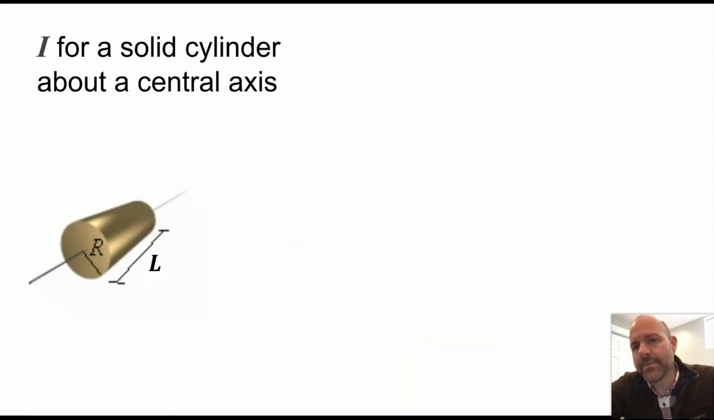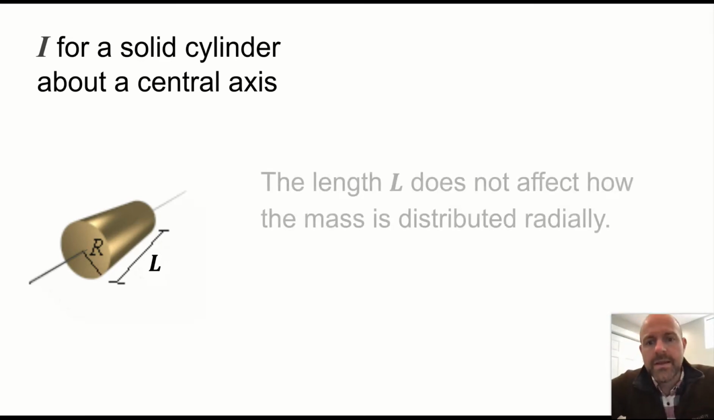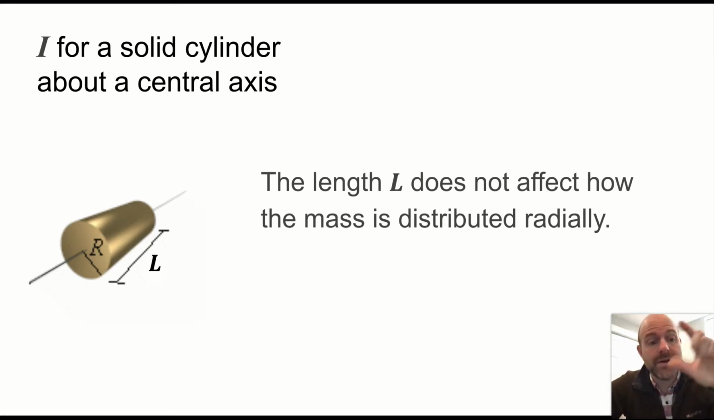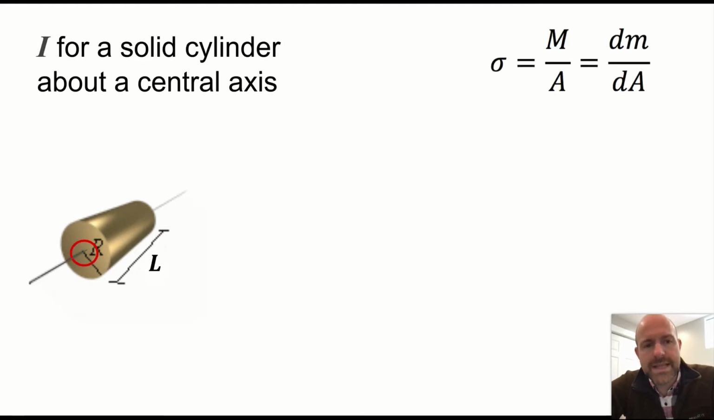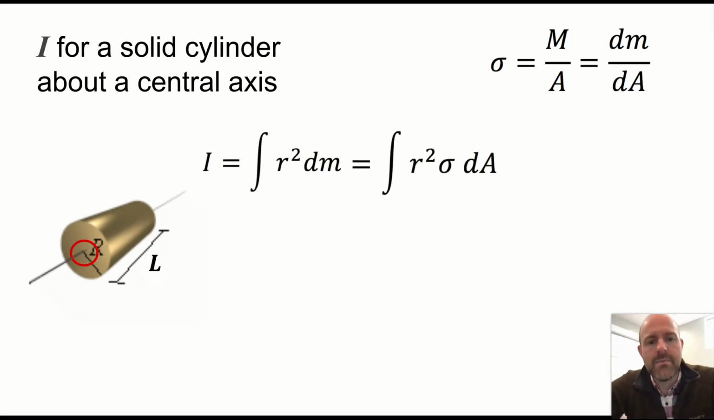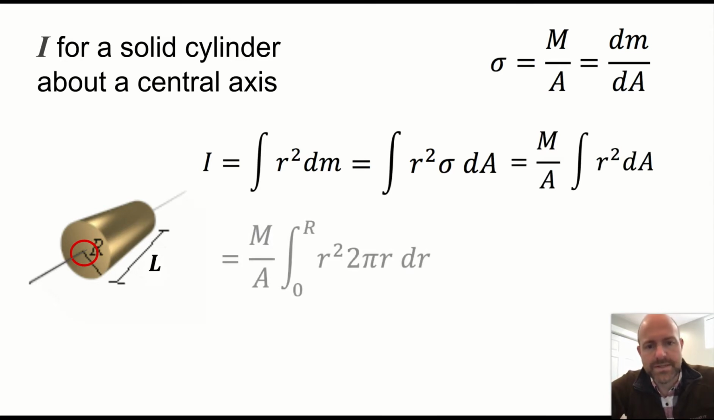What about a solid cylinder, right? A solid cylinder and a flat disc are basically the same thing, because the length of it doesn't matter for how it's distributed radially, which is all that really matters. So we just treat it like a disc. And if we treat it like a disc, we could think of it as a surface density, mass over area, right? We're going to replace the dm with sigma dA, and mass over area comes out of that. That's what the sigma is for a uniform density object.